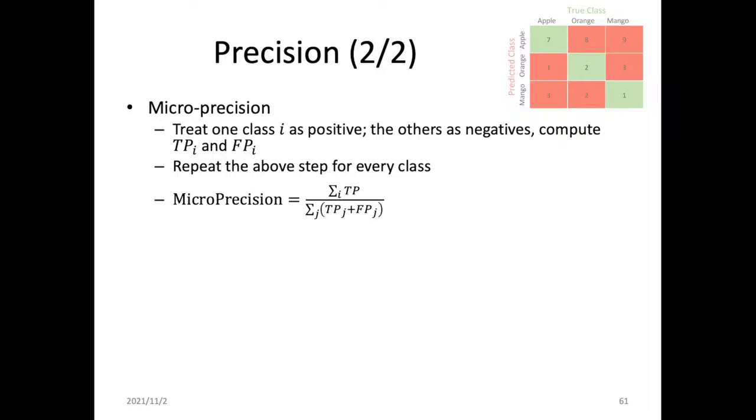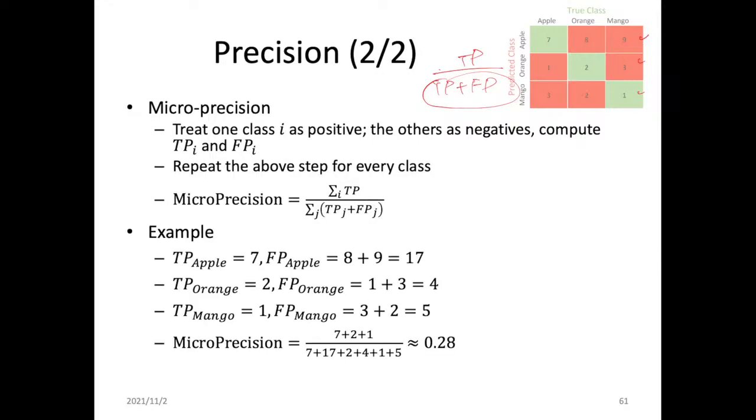Remember that the original definition of precision in binary classification is TP divided by TP plus FP. The reason is that TP plus FP is the total number of positives predicted by my model. Here, I regard each class as positive and compute the TP and FP in all the situations, and then sum all the TPs and FPs based on this formula.